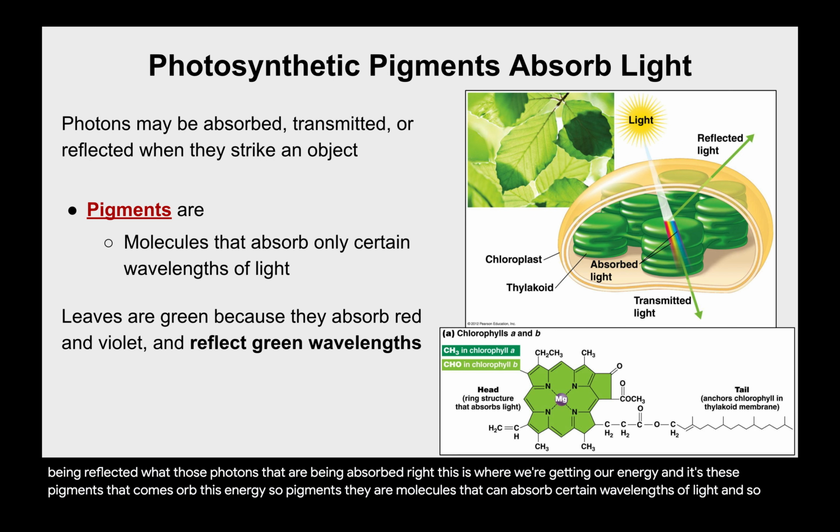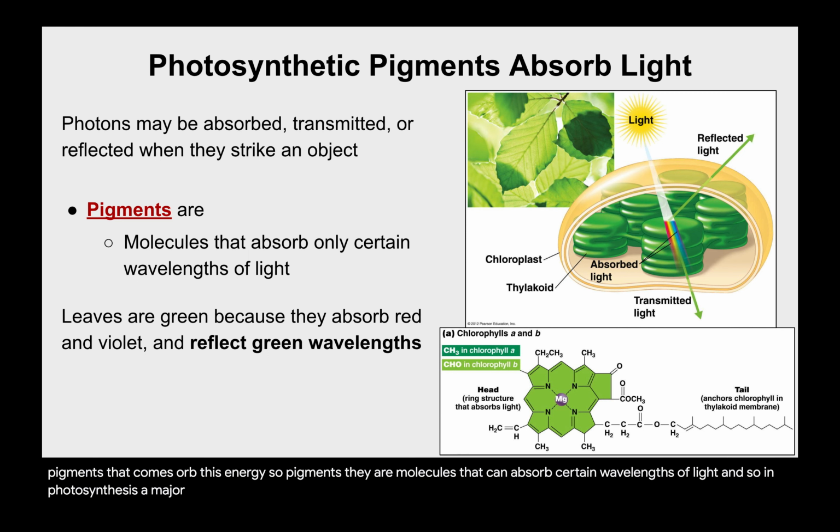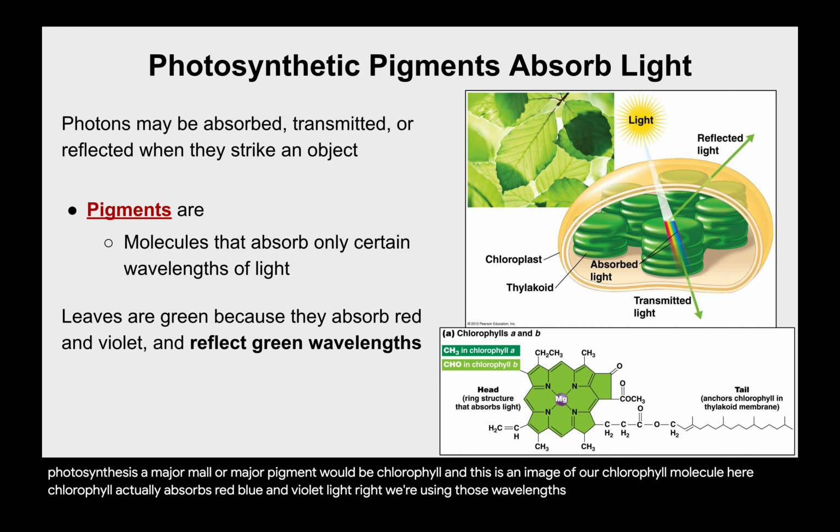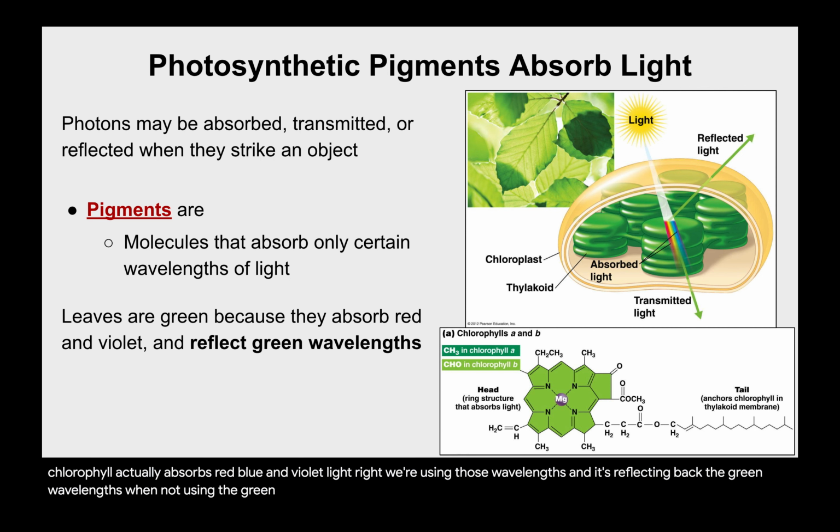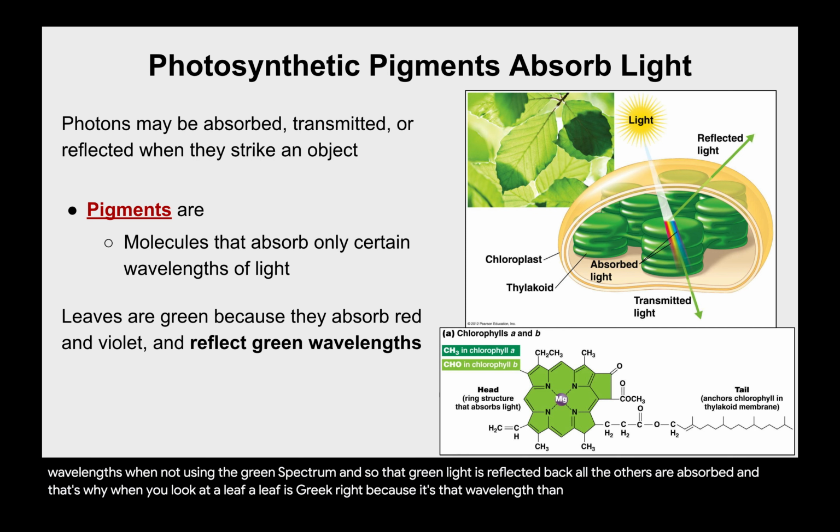In photosynthesis, a major pigment is chlorophyll, and this is an image of our chlorophyll molecule here. Chlorophyll actually absorbs red, blue, and violet light. We're using those wavelengths, and it's reflecting back the green wavelengths. We're not using the green spectrum, so that green light is reflected back. All the others are absorbed. And that's why when you look at a leaf, it's green, because it's that wavelength being reflected back at us.